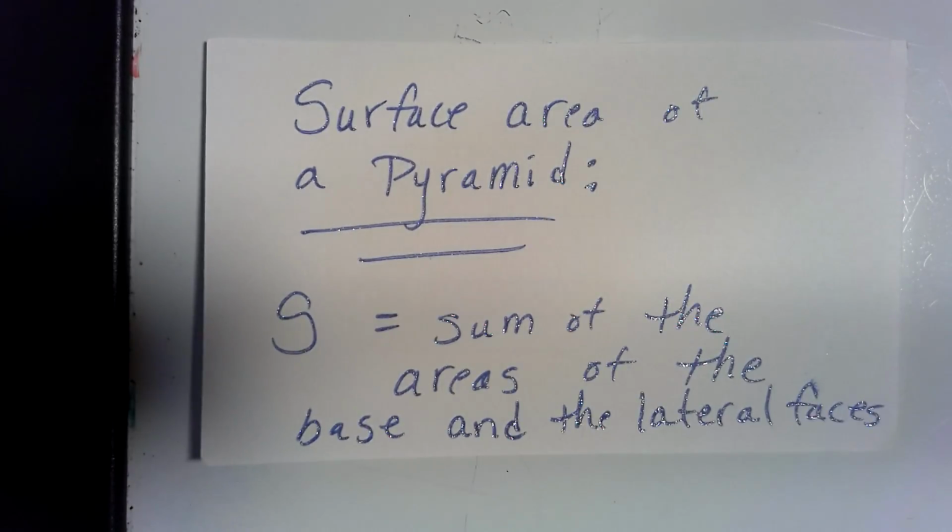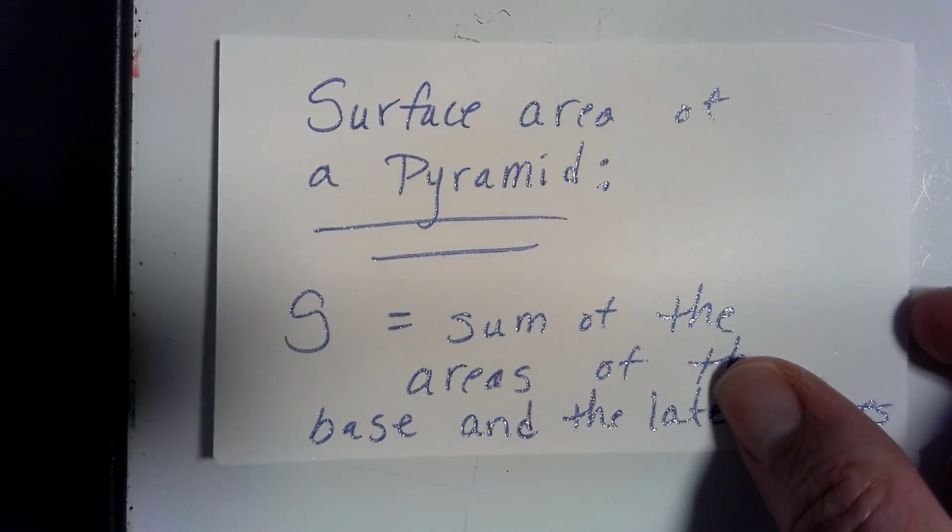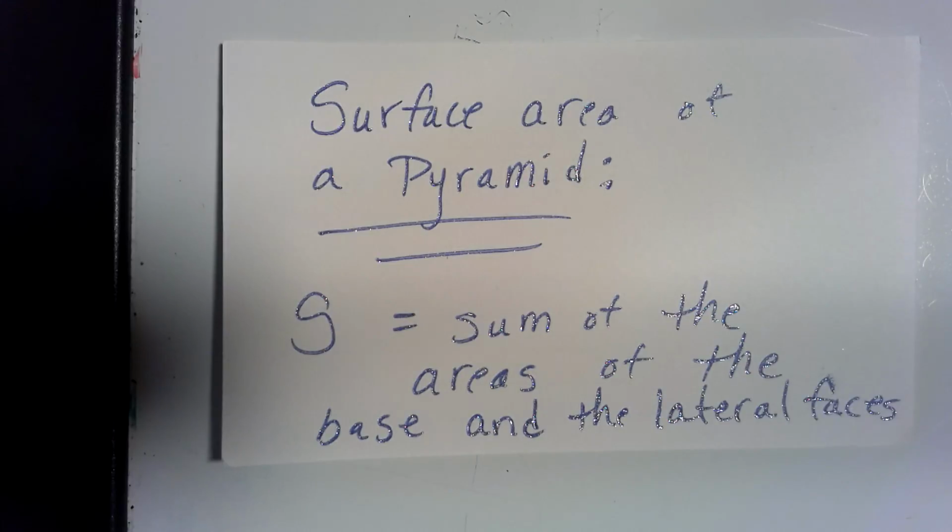So surface area of a pyramid is simply the sum of the areas of the base, whatever shape that is, plus all the lateral faces. So all those faces that meet up to a point. All right, so go ahead and pause and make sure you have that written down.